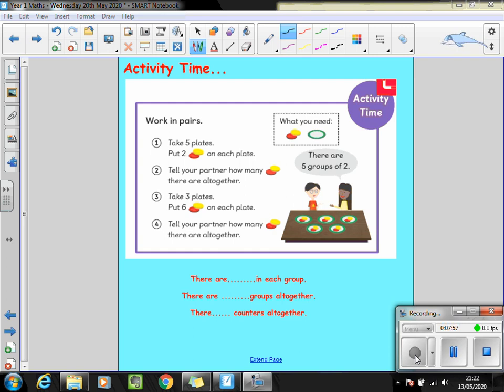This time, take 3 plates. Put 6 counters on each plate. Tell your partner how many there are altogether. Is counting in sixes a bit tricky? How else might you arrange those 6 counters on a plate to help you count in slightly smaller steps that we've already practiced with our bananas?